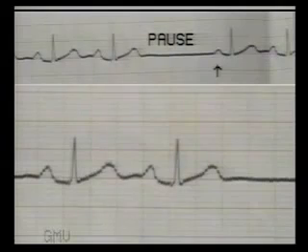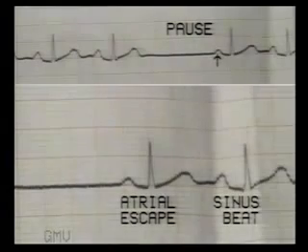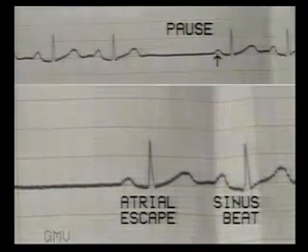So now we study the succeeding beat. It has a normal QRS configuration, but the P wave is slightly smaller than other P waves. So this is an atrial escape beat. Note that the next beat again shows return of sinus rhythm as the P wave is normal again. So this is a sinus pause with an atrial escape beat.